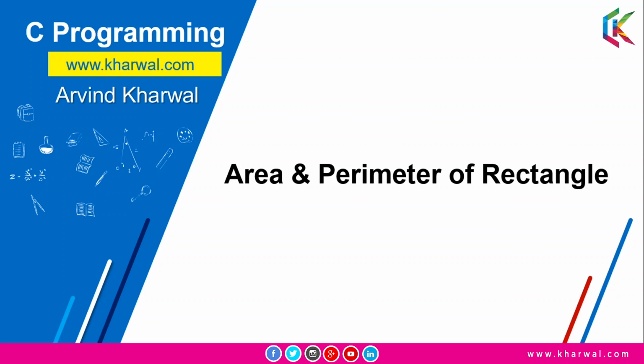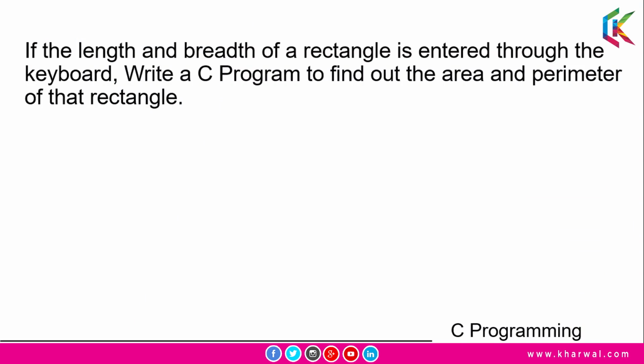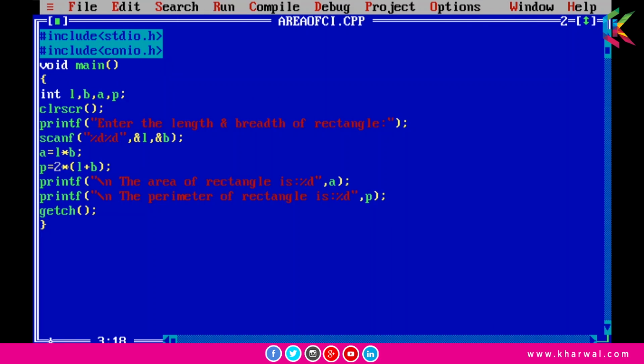In this session, we are going to find out the area and perimeter of a rectangle if the length and breadth of that rectangle is entered through the keyboard. So let me open up the Turbo C++ compiler. Guys, in this program, we will find out the area and perimeter of the rectangle.